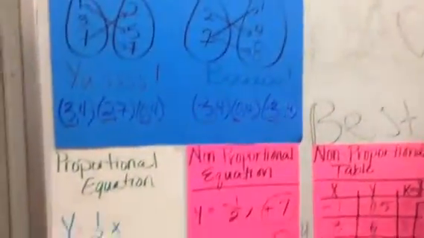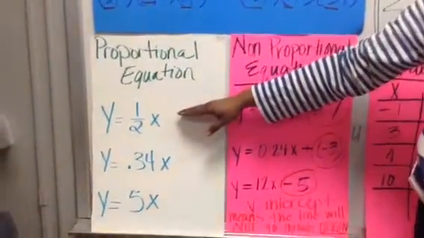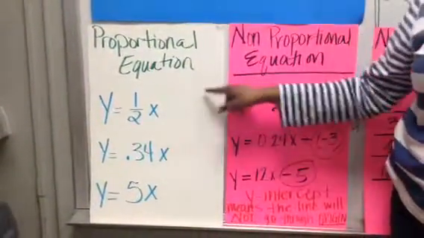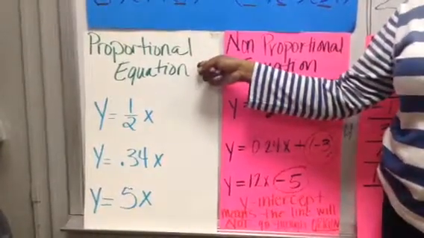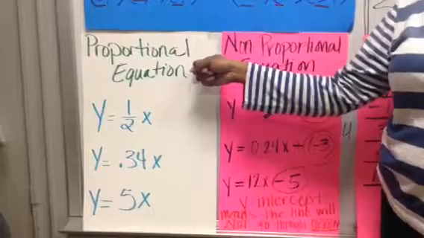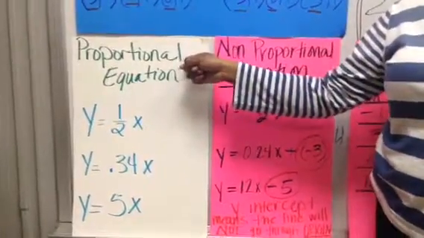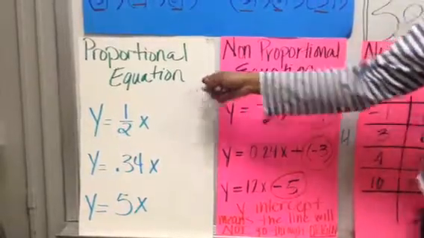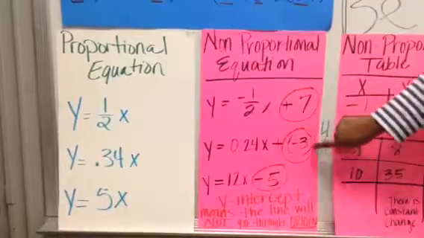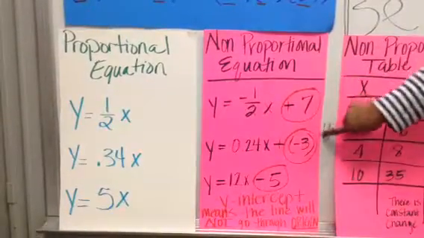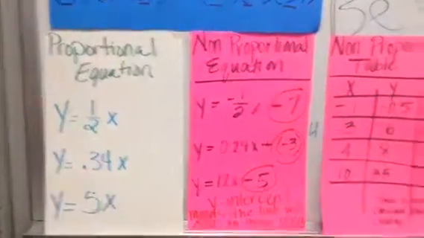Let's move on to proportional and non-proportional equations. If an equation does not go through the origin, it will not have a b to the right of it. So this equation really is represented by y equals k times x. Remember on your formula chart it says direct variation. So this equation is proportional, and this equation is non-proportional because it has a b. It has a y-intercept. It crosses somewhere other than the origin.